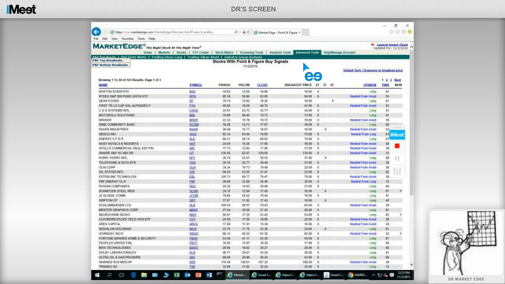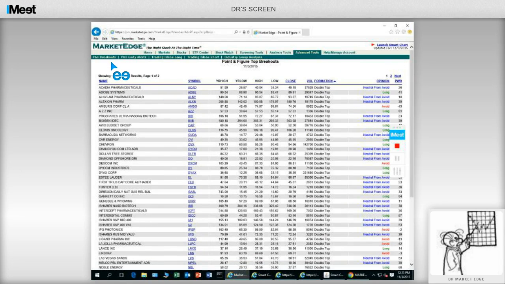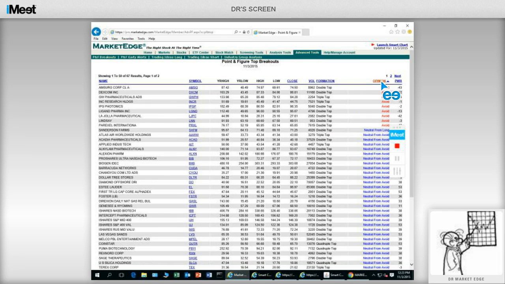Okay, up here at Advanced Tools, if we go over to Point and Figure Breakout and we click on Point and Figure Top Breakouts, this is a list of all the stocks yesterday that had a double top, triple top, or quadruple top. You could go in here to the formation, the opinion.